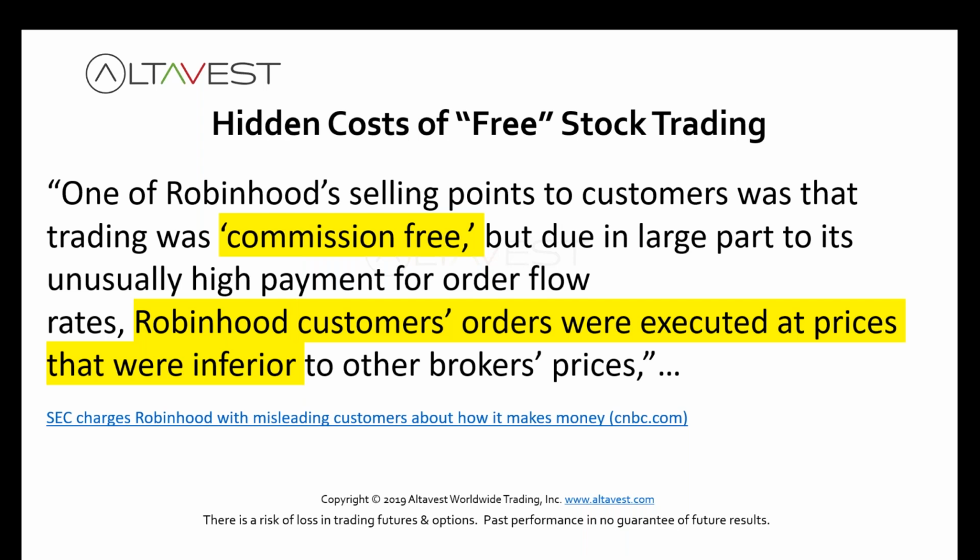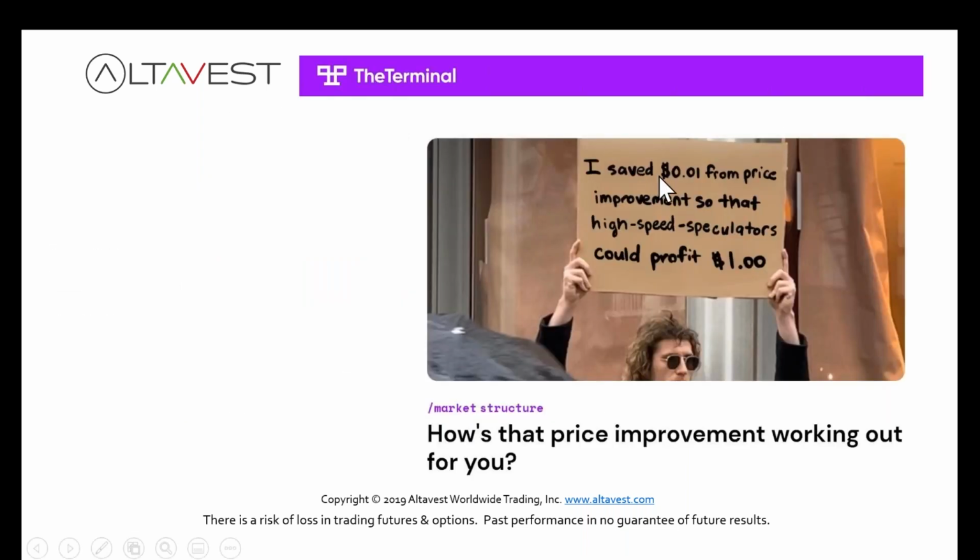So they sell your order flow to a third-party market maker like Citadel, and the other third party fills your order. And they pay Robinhood and these other brokerages for that opportunity to get those orders filled. And why are they paying them? Well, because they can fill them and capitalize on the spread. And guess who pays for that? You do. Here's the funny thing. I saved 0.01 from price improvements so that high-speed speculators could profit $1. I thought that was kind of funny.